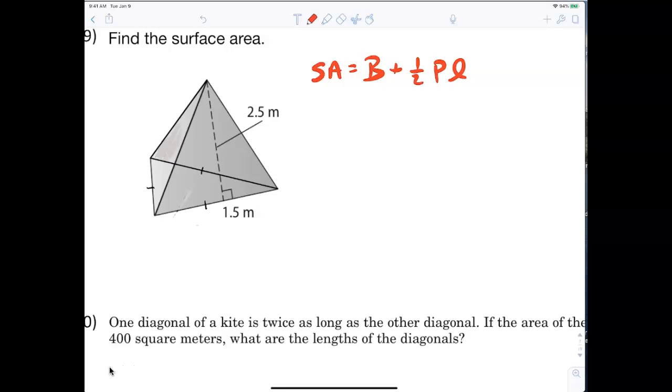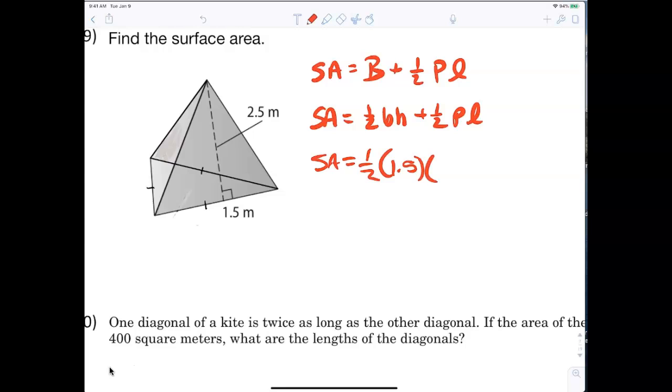First of all, the base is a what? So it's going to be 1/2 little b little h plus 1/2 perimeter times the slant height. So what's the base of the triangle? Come on, guys. What's the base of the triangle? Say it again. 1.5. Come on, guys. So now someone tell me the height of the triangle.